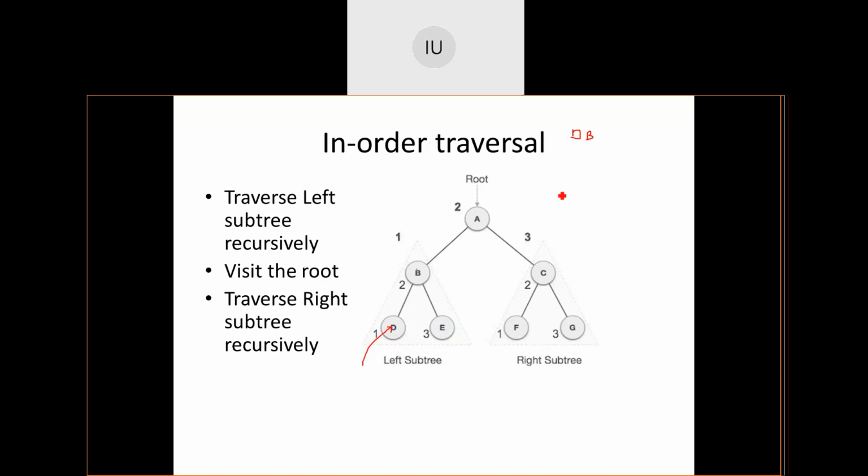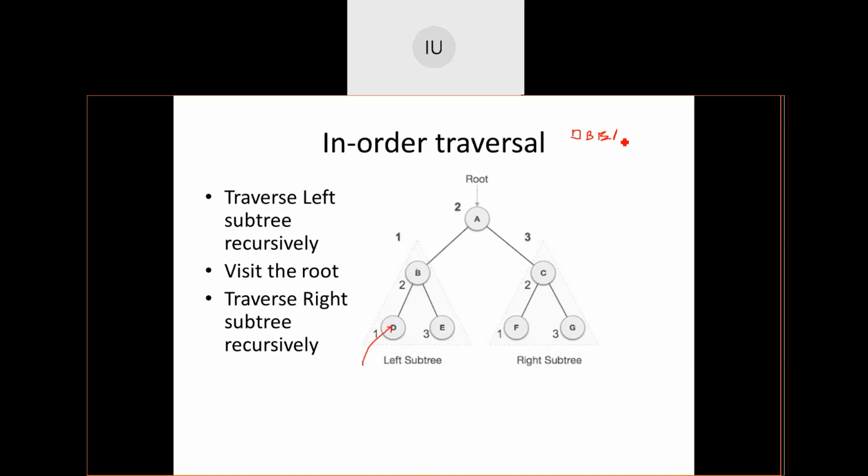Okay. Then right is null, so it returns back. E is done with all the three things: left, itself and right. So it returns back to B. B is done with left, itself and right, so it returns back to A. Now A has done the left subtree, so it prints itself.